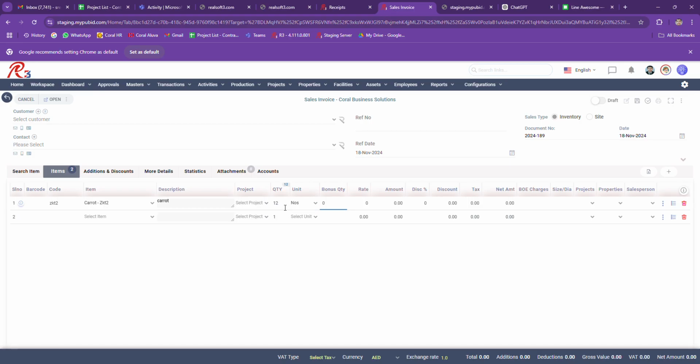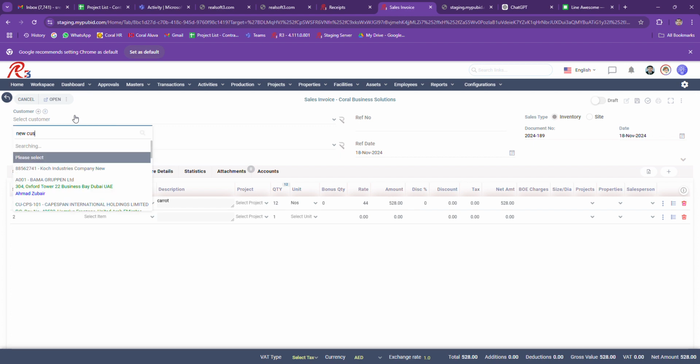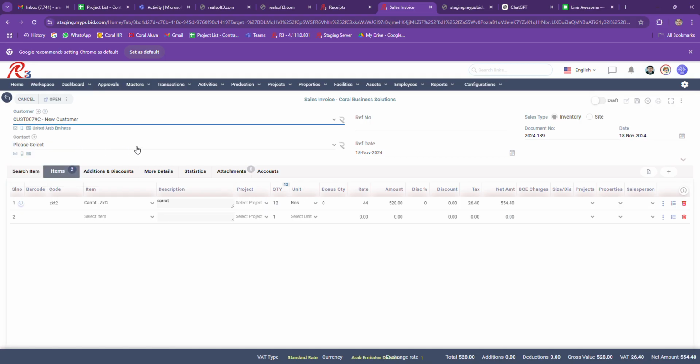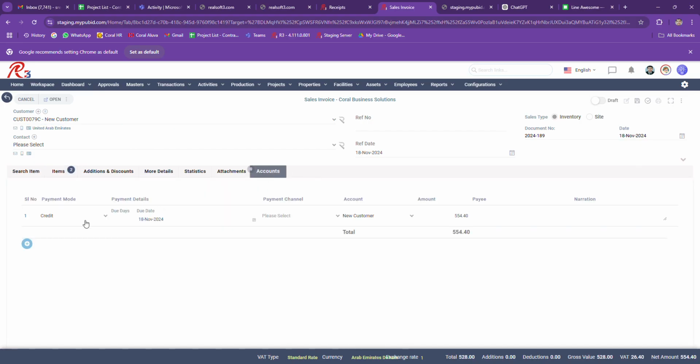So here you can see this quantity and this rate, amount, and so in accounts here you need to select this new customer, and maybe if you want to select the contact, it's okay to select, and the payment mode should be credit. Then only it will come to the matching. Here also there are payment modes. You can see here also you can receive a bank PDC cheque in the system.